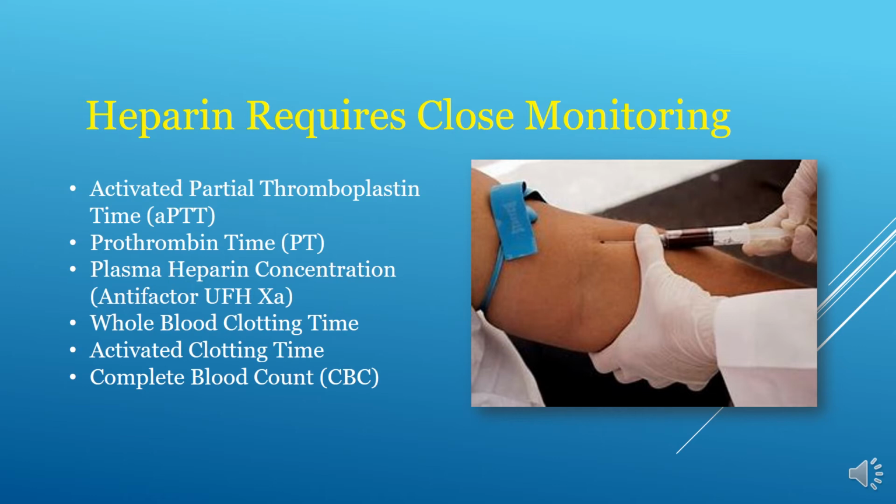The APTT is most commonly used as a global measure of a patient's overall anticoagulation. Please note that an APTT is an indirect measurement and can be affected by many factors such as lupus anticoagulants, factor 12 deficiency, activated procoagulant factor 8, liver diseases, and medication interactions.